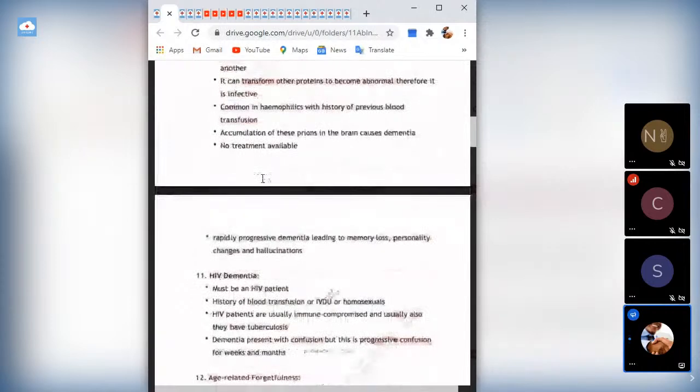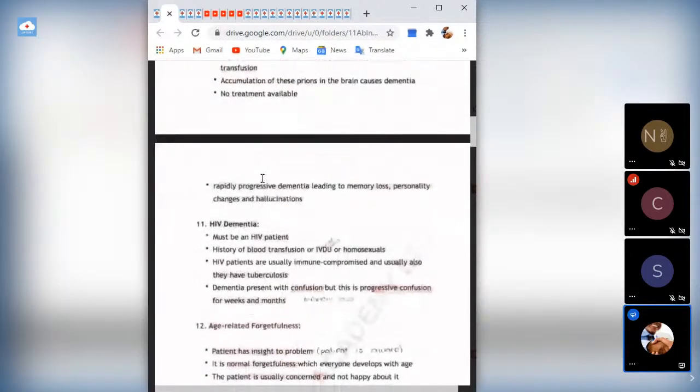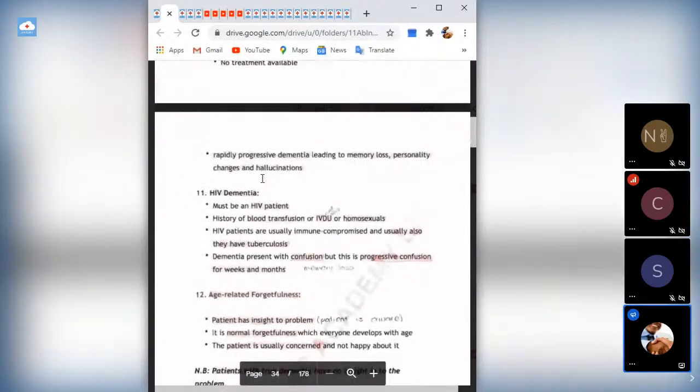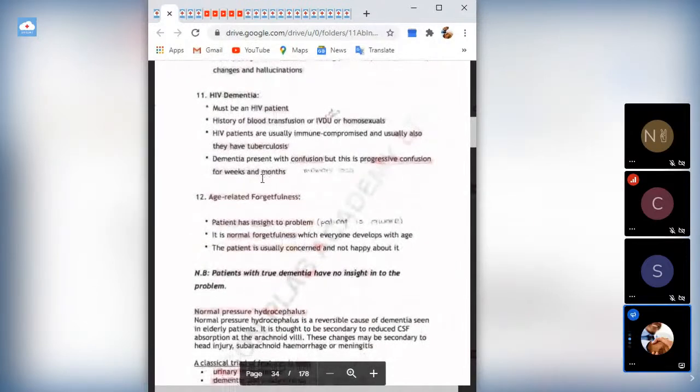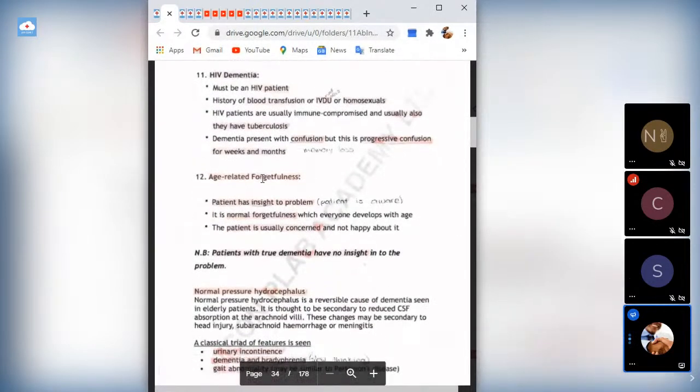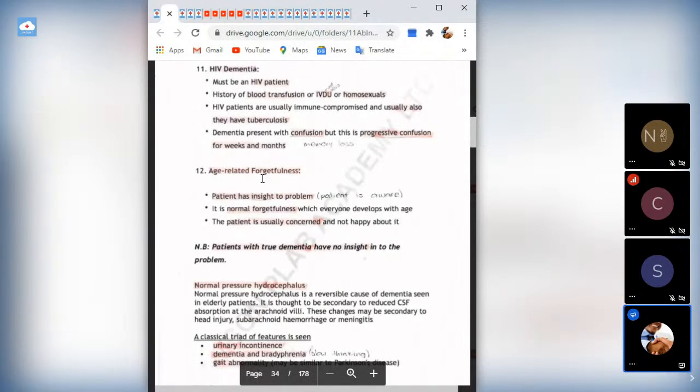There's no treatment available as of now for prion disease, Creutzfeldt-Jakob disease. Now, it's rapidly progressive. That's one thing to note. And since there is no treatment, it means prognosis will be very, very, very poor. Now, HIV-associated dementia is one of the things we have on this list. That's why you do RVS.